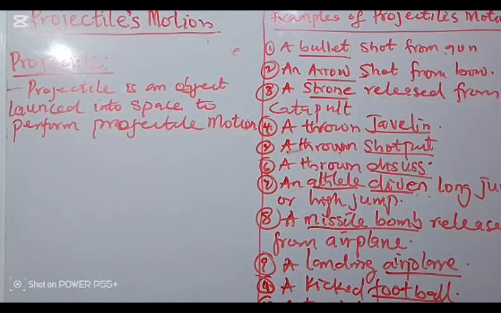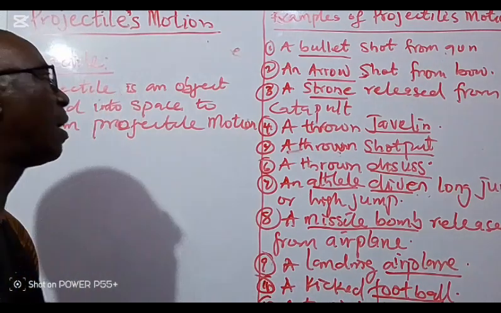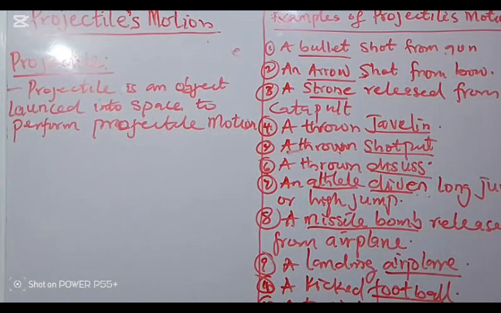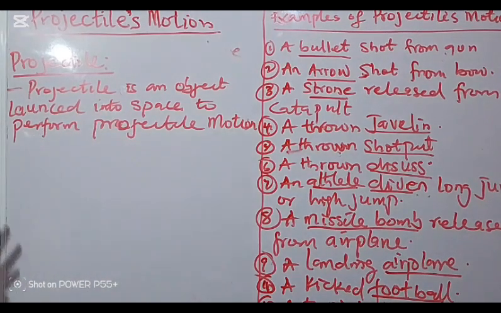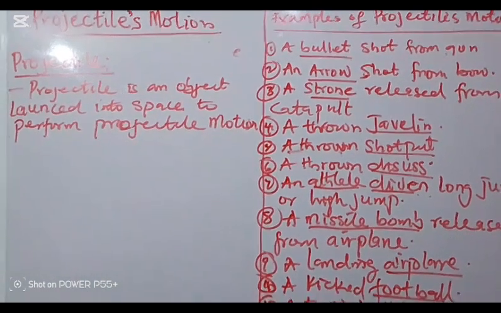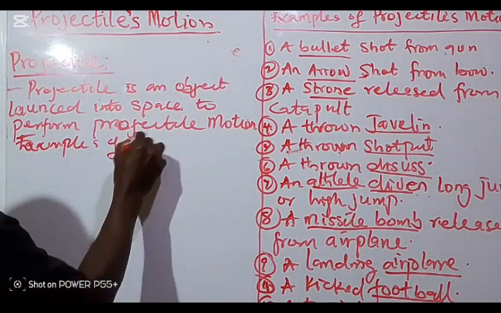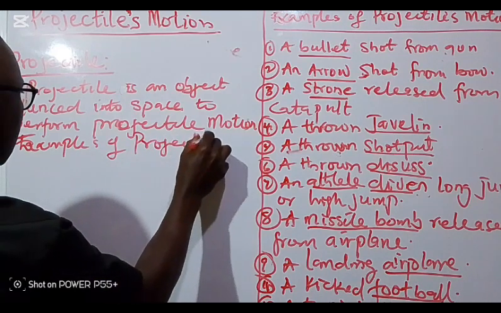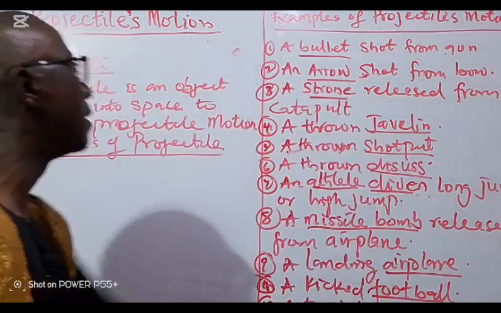That is an object launched into space to perform projectile motion. Or in short, you can define projectile motion as that particular object whose motion is a parabolic curve in space. That is, the motion of that particular object will be a parabolic curve in space, and it will vary with time. Examples of projectile, as listed, underlined under this example.